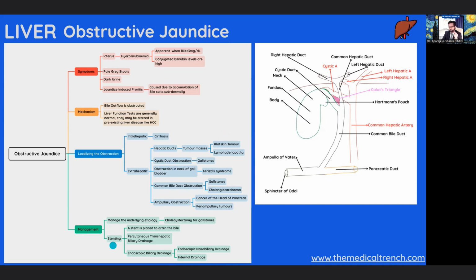In some cases, you can also do endoscopic biliary drainage, in which you do a nasobiliary tube insertion, and then you slowly drain out the bile, or you can insert something called a T-tube, which is sort of like a T-shaped thing, which will help you to drain all of the bile that is present, right? So this is in general for obstructive jaundice.